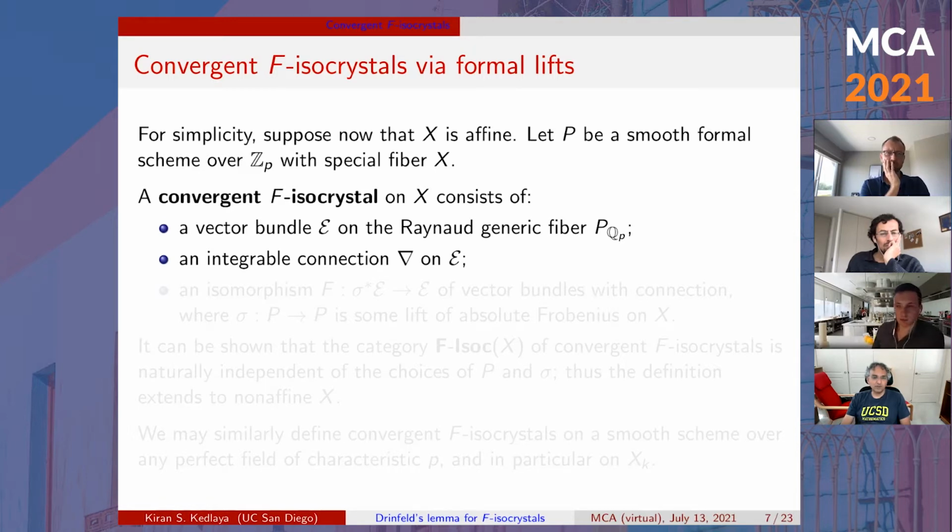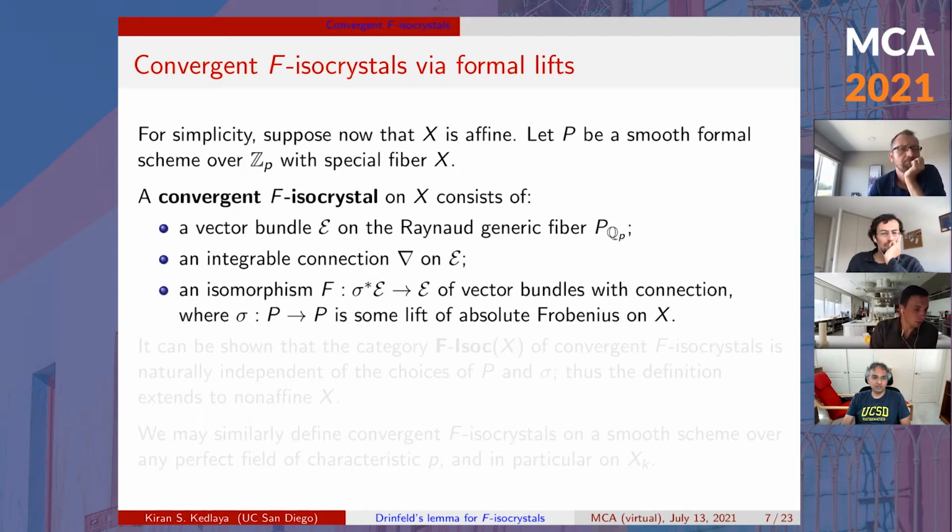So I have a vector bundle with a connection. This is basically an isocrystal, but now there's a Frobenius action, which is an isomorphism of this vector bundle plus the connection with its Frobenius pullback. By Frobenius, I mean you pick some lift of absolute Frobenius. There's a result of Elkik that implies that some lift actually exists, but it's also okay if you just make X small enough for there to be a lift.